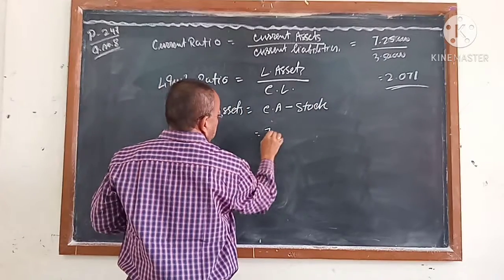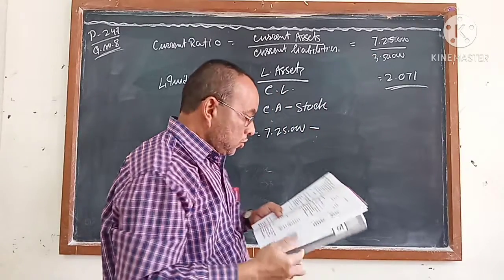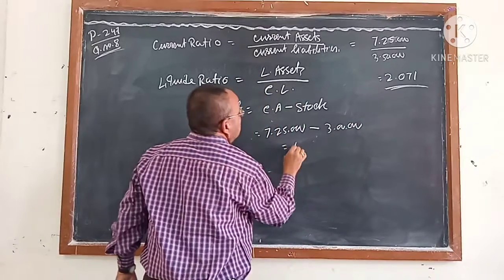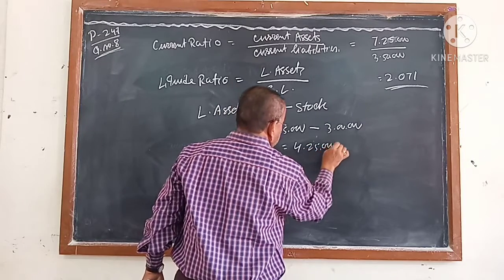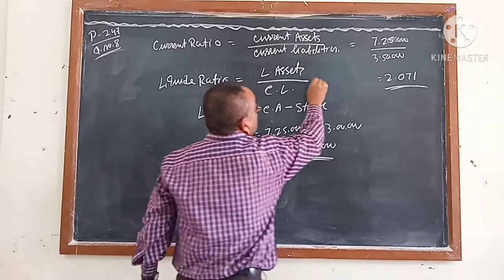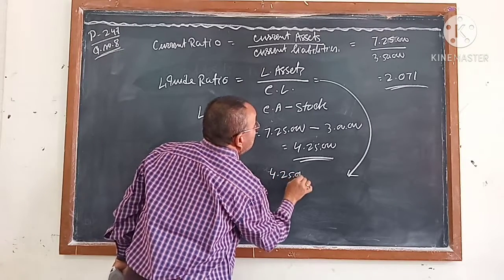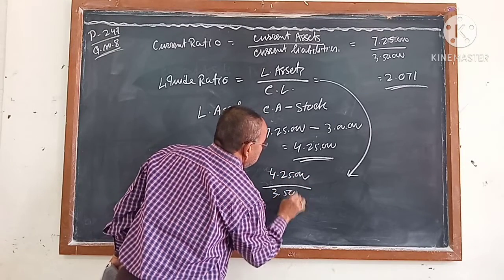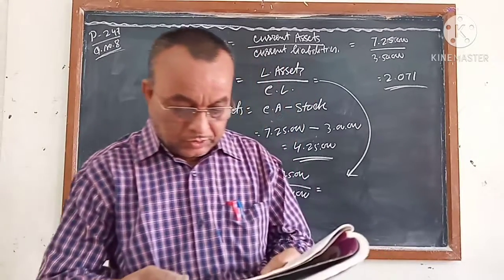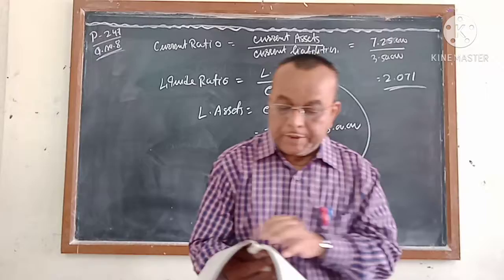Current assets, how much? 7,25,000 is already given. And stock, according to your question, is given 3 lakh. So if you deduct 3 lakh, you are getting 4,25,000. So the answer is 4,25,000 divided by 3,50,000, and you have to find out the answer, whatever it comes. So very easy, you have to keep these questions in mind.